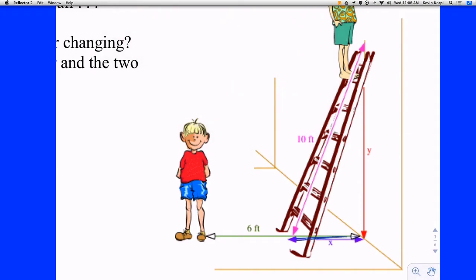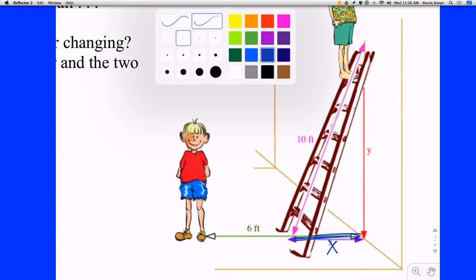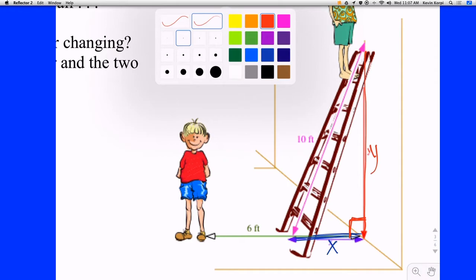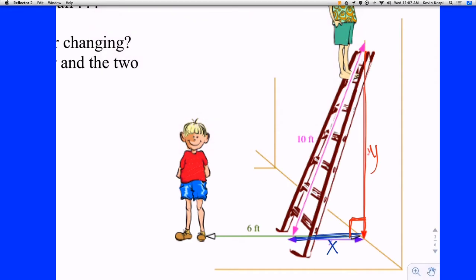So this is the distance away from the base of the wall, and they're calling that x. And it's changing, so we have to call it a variable. The distance that the ladder is resting up against the wall, they're calling y. And it's changing, so we have to call it a variable. We can assume that the wall is at a right angle to the floor. The ladder then forms a hypotenuse to this, what will be this right triangle, yeah?